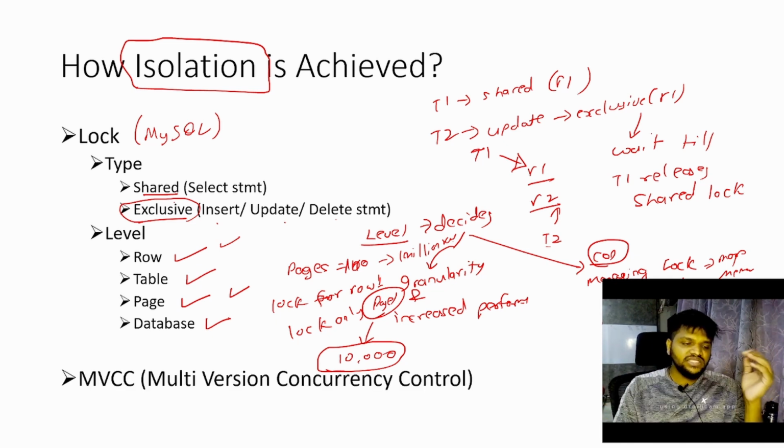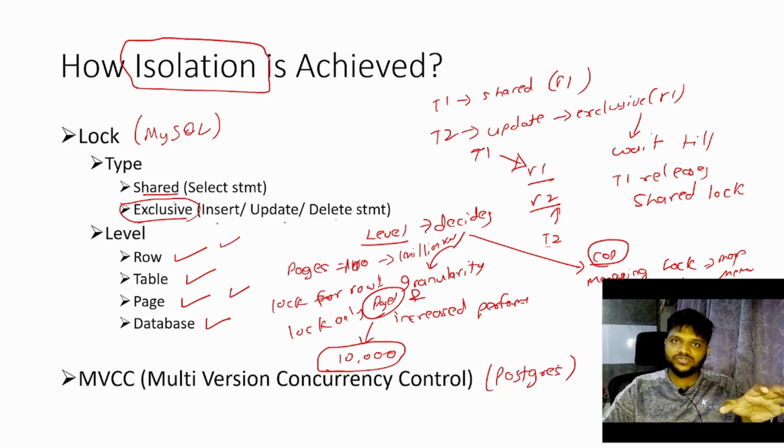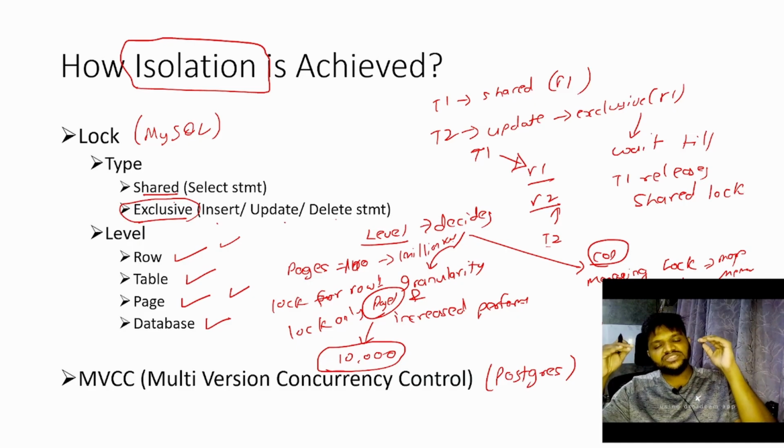The second thing is MVCC. This is being used in Postgres. Postgres doesn't use this locking mechanism. It doesn't mean it doesn't have an exclusive lock for writing. It has an exclusive lock for writing, but there is no shared lock. MVCC means multi-version concurrency control, which means both transactions are allowed to perform the operation at the same time.